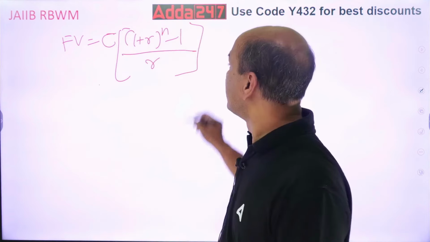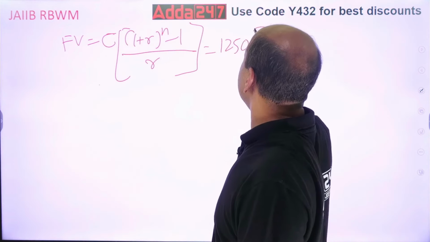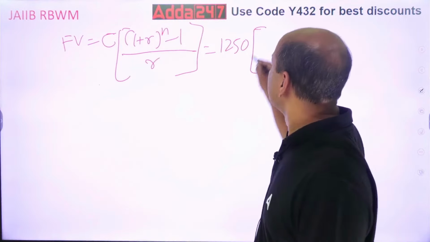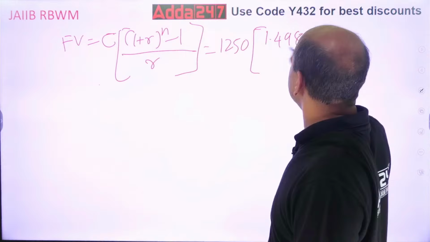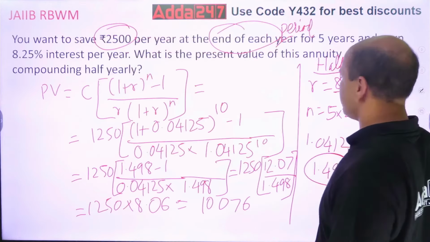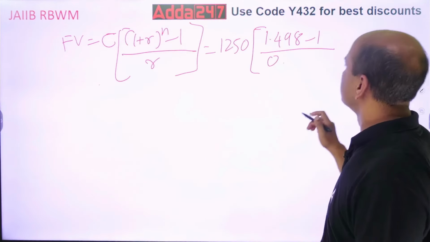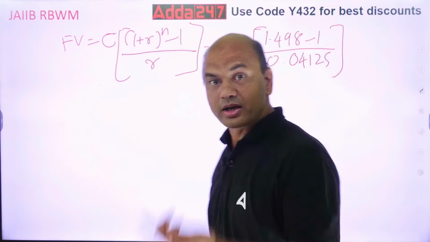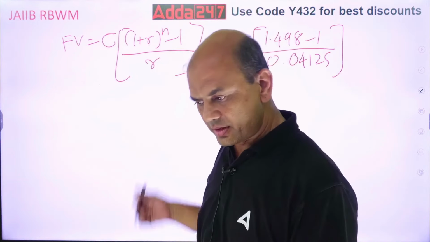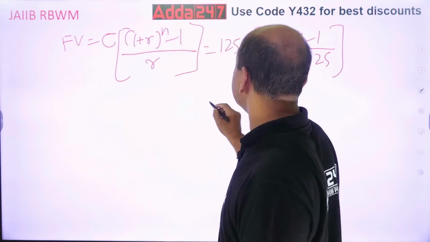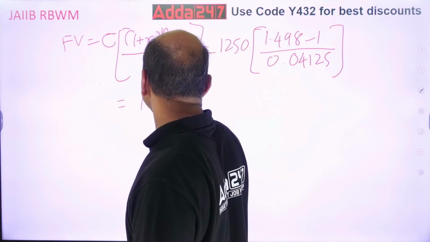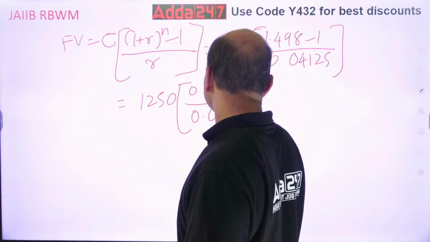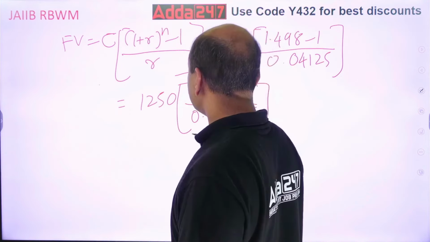So now what happens? Try this, everyone. Again I am doing the same thing. 1250 into, what is 1 plus R raised to n? This we have already found out, 1.498, right? So 1.498 minus 1 upon, what is R now? R is something different. R is 4.125%, so it is 0.04125, divided by 100. Now you will get the value more than 1250. So 1250 into 0.498 divided by 0.04125. Do this, everyone.